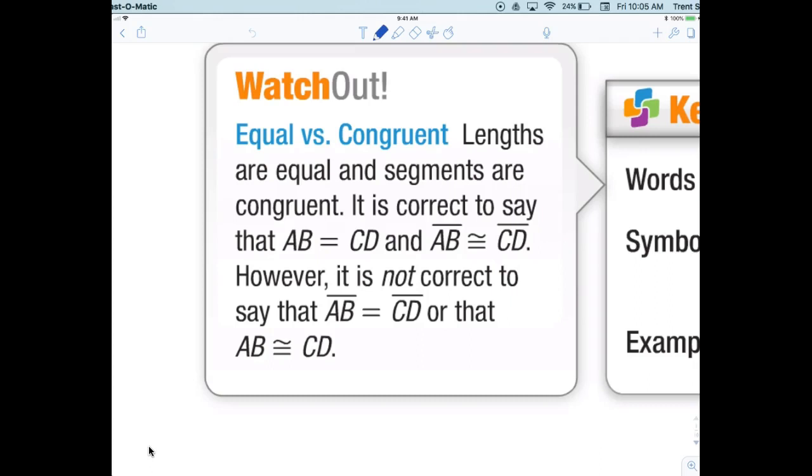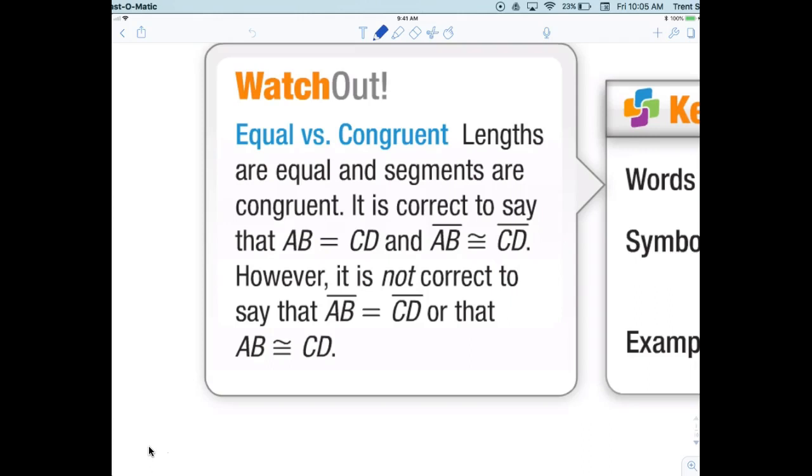Now, down here, it is correct to say that AB is equal to CD. If something is equal, what are they referring to? The length, the measure. So if you're referring to the length, do you need the symbol on top? No, because it's referring to a length. If you are talking about congruence, do you need the symbol at the top? Yes. Congruence wants the symbol at the top.